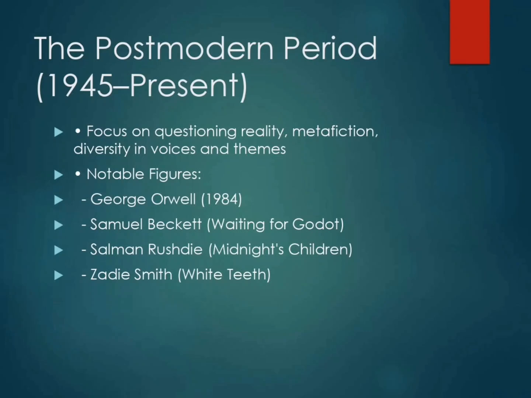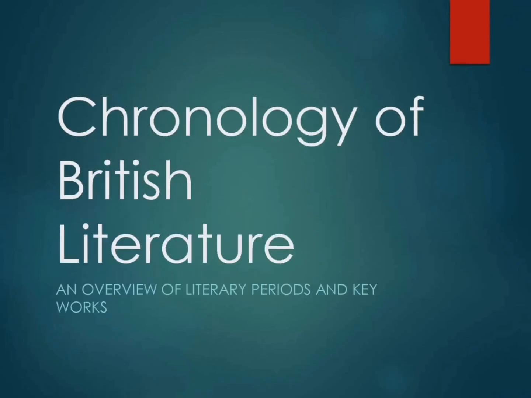The postmodern period is the period we are living in now. So it continued from 1945 till the present. It is continuing. We can see that it focuses more on questioning what reality is, what metafiction is. And it focuses more on diversity in voices and diversity in themes. Some of the major works are 1984 by the famous writer George Orwell, Waiting for Godot by Samuel Beckett, Midnight's Children by Salman Rushdie, and White Teeth by Zadie Smith. So this is the chronology of British literature.